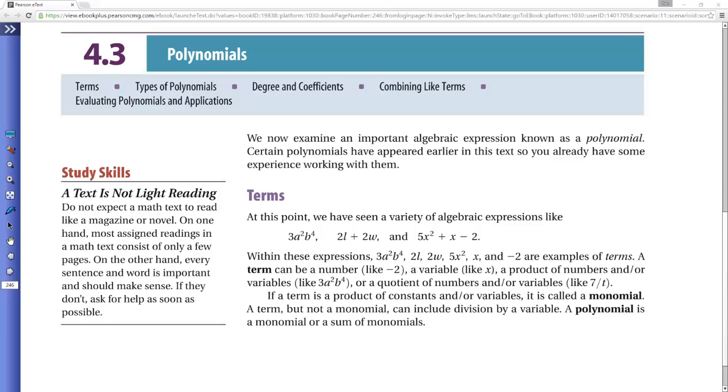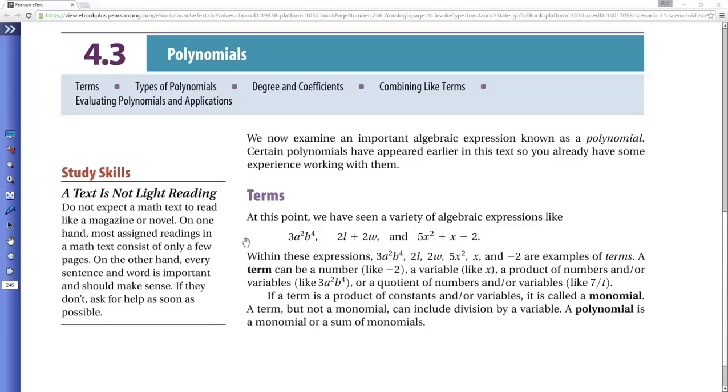Chapter 4, Section 3, Polynomials. We're going to go through the terminology here of terms, types of polynomials, degrees and coefficients, combining like terms, evaluating polynomials, and applications involving polynomials. First of all, terms are parts of an addition, really.